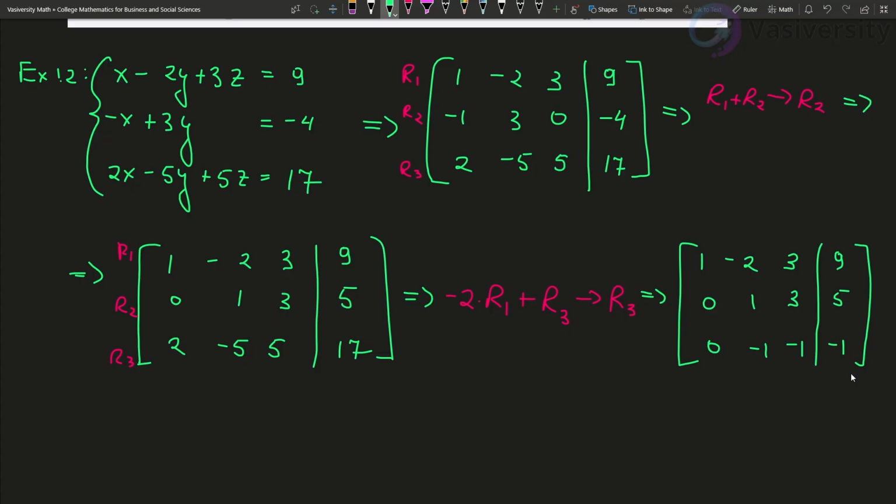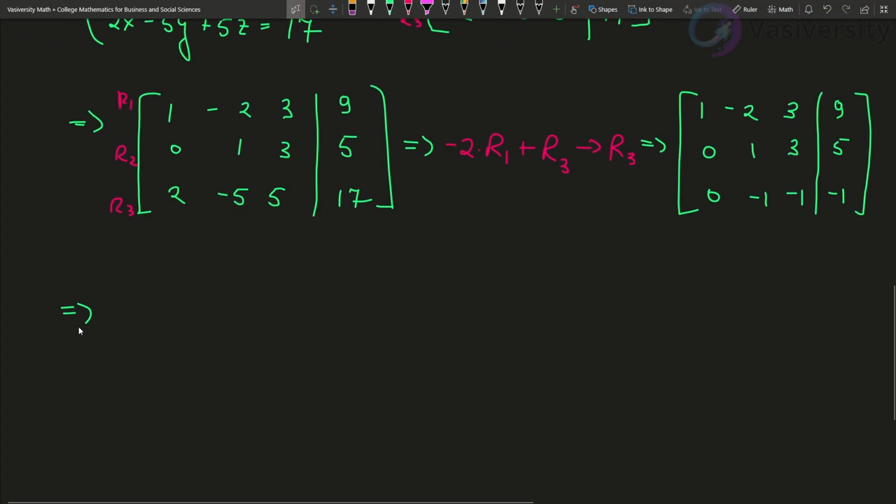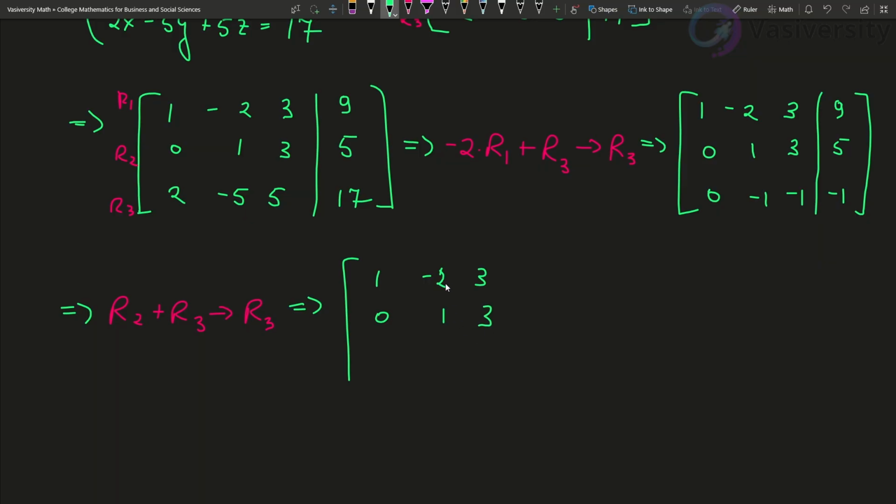Perfect. Now, the next step is going to be adding row 2 to row 3. So row 2 plus row 3 and changing row 3. Great. So we're going to end up having 1, negative 2, 3, 0, 1, 3, and then the third row becomes 0, 0, 2, and the augmented part is 9, 5, 4.